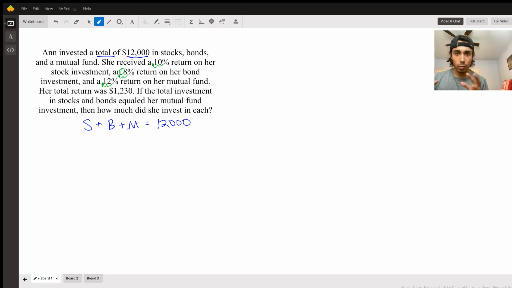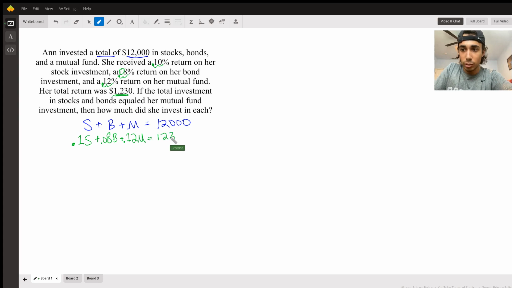All right? So, again, get used to this idea, this general pattern that we're going to follow whenever we've got these stock problems, is that you're going to have a 10%, so that's 0.1 of the stocks, plus 0.08 of the bonds, plus 0.12 of the mutual funds. And that is totaling our return of $1,230. And then lastly, we've got stocks and bonds, that total, right? So it's saying if I'm adding up the stocks and bonds, that equals the mutual funds. That equals the mutual funds. Okay, those are our 3 equations.